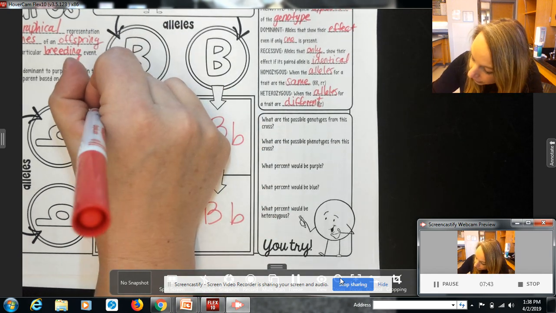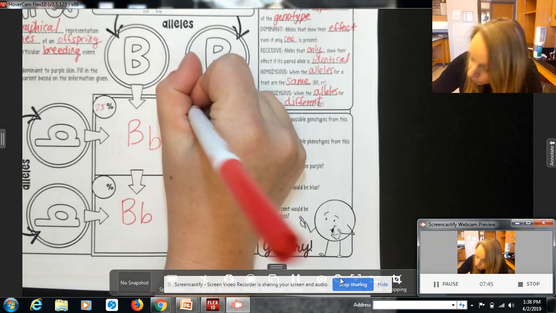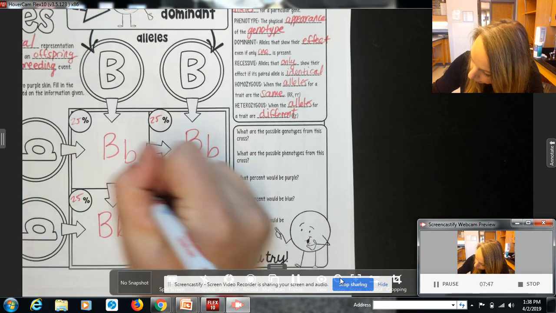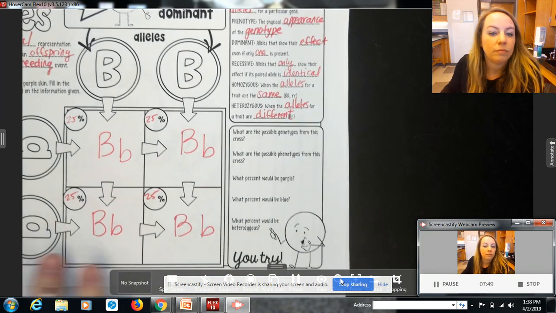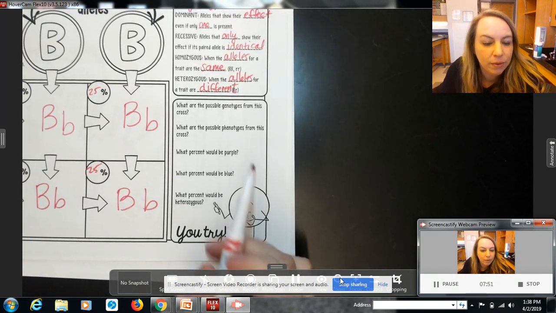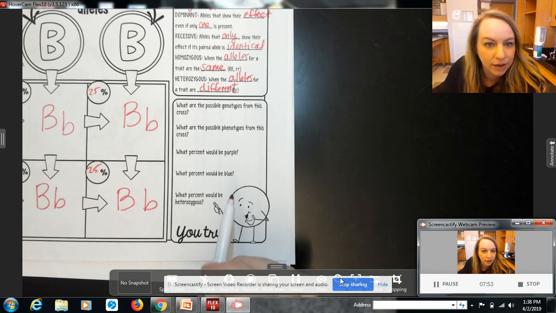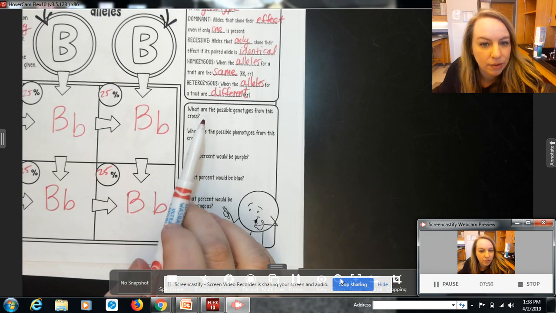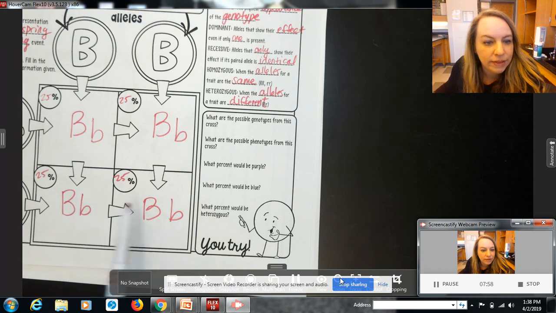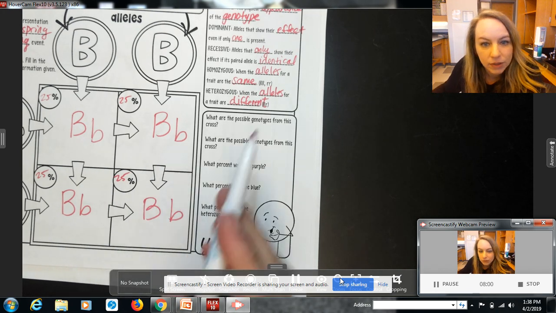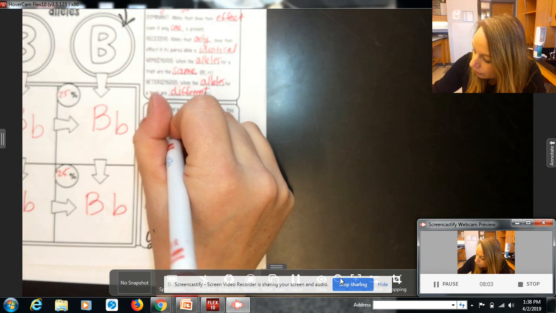So I'm just going to fill in, 25, 25, 25, and 25. So let's see if we can figure out what our possible genotypes are here. All right, genotypes. So that's our genetic makeup. Every single box is big B, little b. So that's going to be 100%.